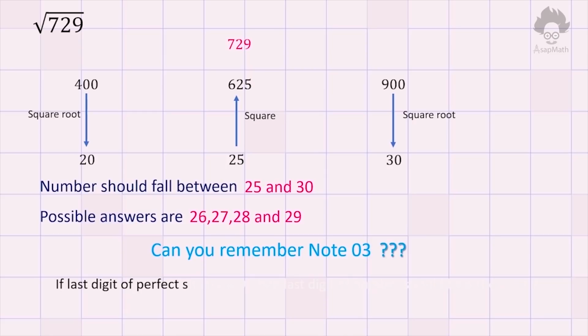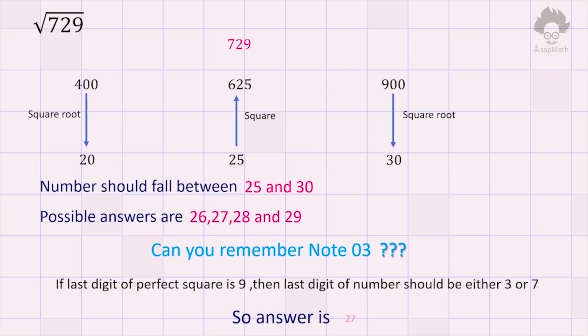Reminder note 3. 3 square and 7 square will give 9 as the last digit. So the only possible answer here is 27. We can cross-check the answer by taking the square of 27.